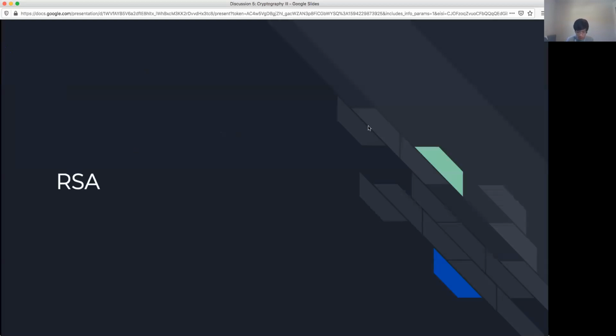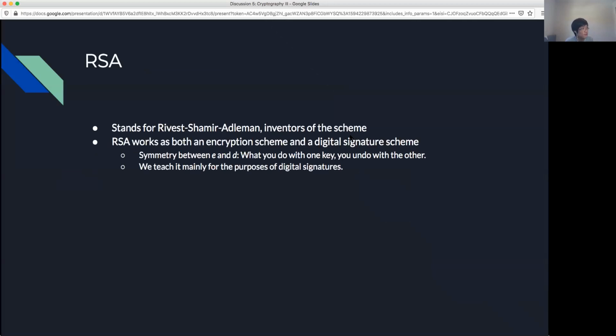So we talked about this scheme called RSA. It stands for Rivest Shamir Adleman, which is just the last names of the inventors put together. It actually works as both an encryption scheme and a digital signature scheme.